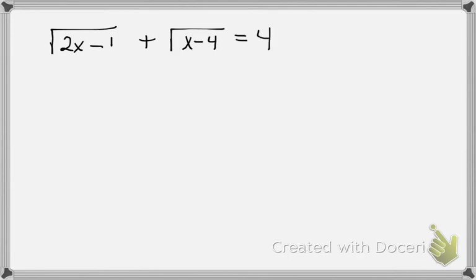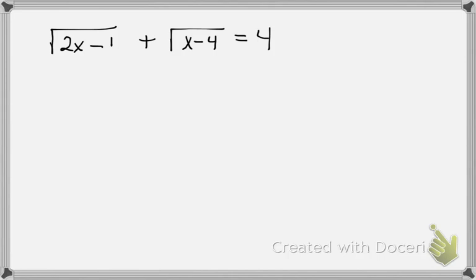Let's do one more. Let's say that I give you the square root of 2x minus 1 plus the square root of x minus 4 set equal to 4. At least it wasn't a 2 this time. It's bigger.